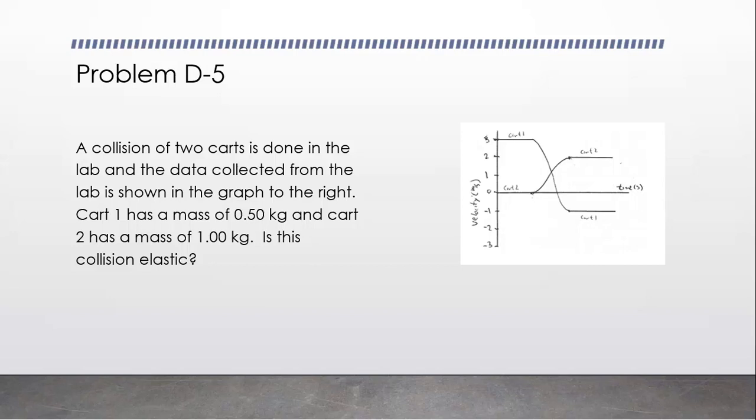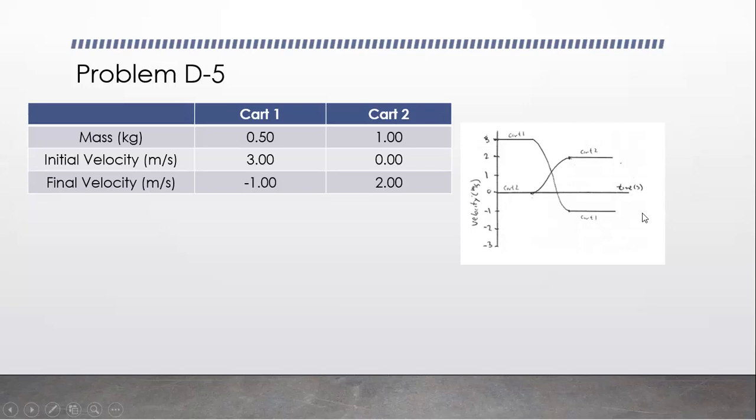So if we look at this diagram, here's what's happening before the collision, here's where the collision's happening, and this is what happens after the collision. So the first thing I need to do is figure out initial velocity and final velocity. It looks like the initial velocity of cart 1 is 3 meters per second. Cart 2 is initially at rest. Looks like the final velocity of cart 2 is 2 meters per second. And the final velocity of cart 1 is negative 1 meters per second.